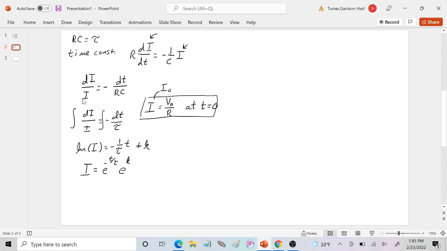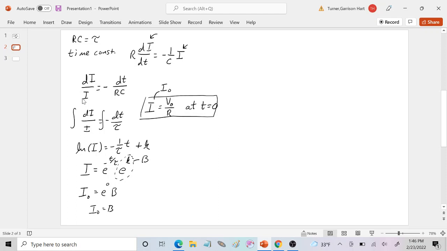And now we can use that initial condition: at t equals 0, I equals I naught. So I naught is equal to e to the 0 times this quantity, and let's once again go ahead and call it b. And so that means that I naught is equal to b, because e to the 0 is 1. So I naught is b.